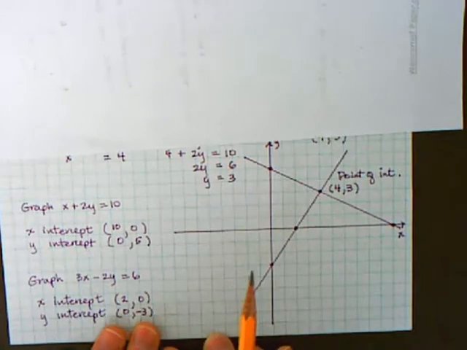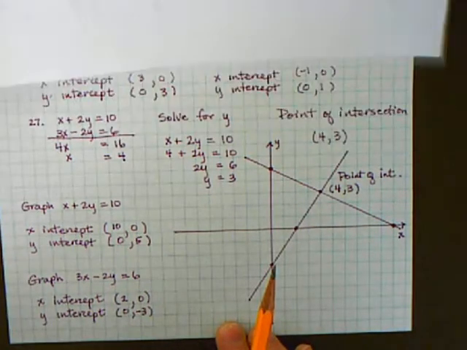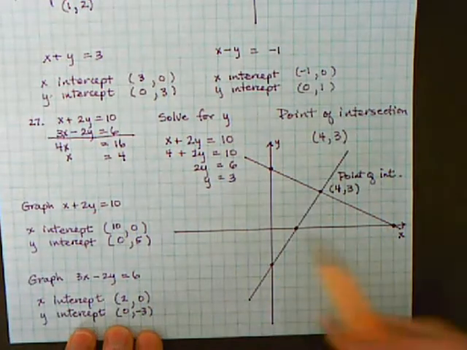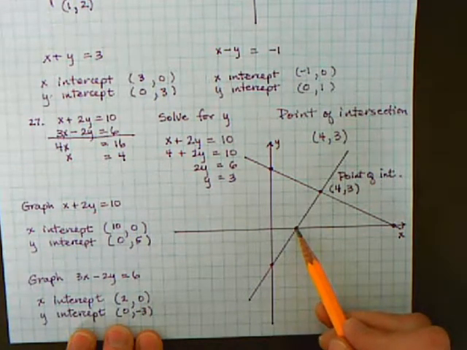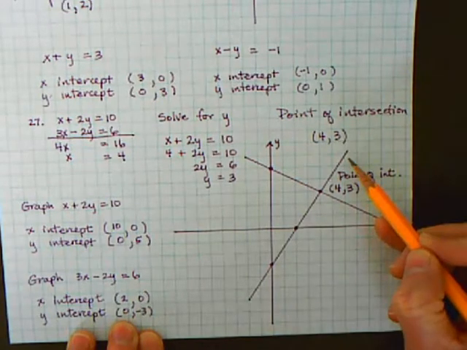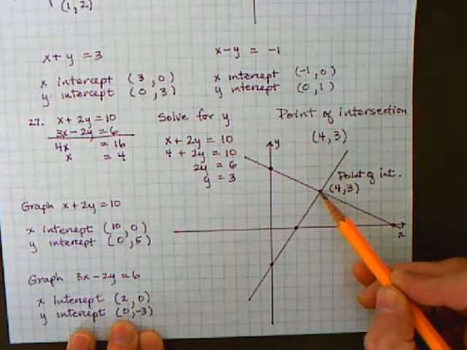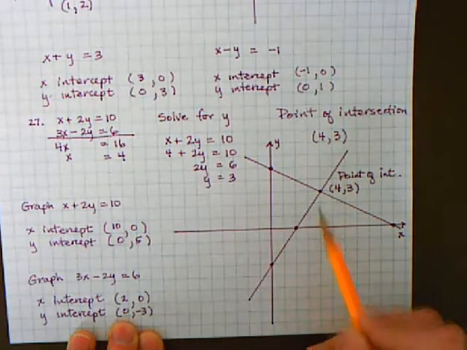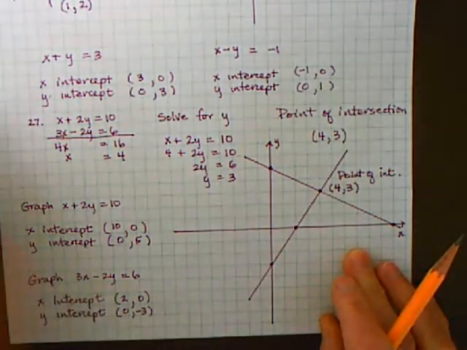So with this second point, when I graph this, I get 2, 0. There is the x-intercept, and 0, negative 3, there's the y-intercept, and play dot to dot. You'll notice again that this line goes through this point of intersection. You can see from the graph that it's the point 0.43. So there is 27. That's done.